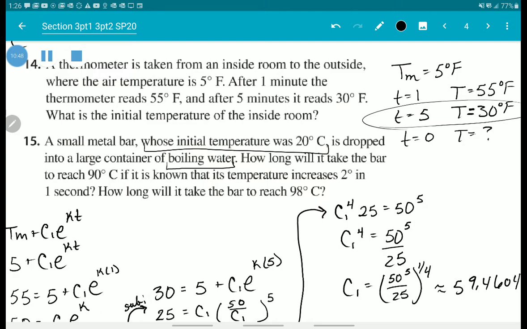We want to know how long is it going to take for the bar to reach 90 degrees if it's known that the temperature increases 2 degrees in 1 second. And then how long is it going to take for the bar to reach 98 degrees Celsius? So let's look at this problem.